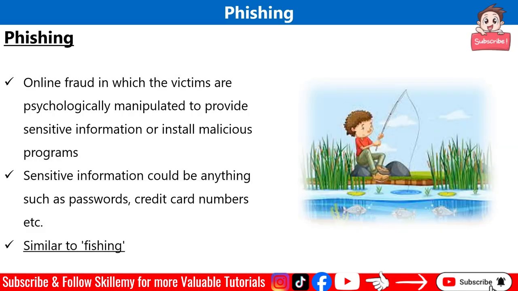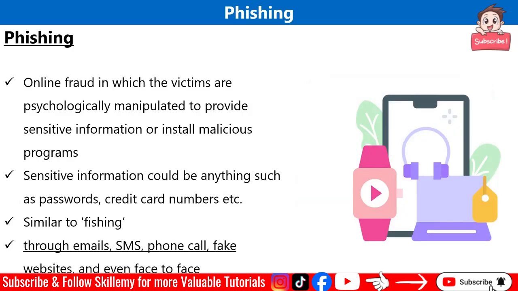It is similar to fishing. While in fishing, the fishermen use fish food as the bait to trap fishes into a fishing net or fishing rod, in the same way, in a phishing scam, the cyber attackers use fake offers as bait to trap users into their scam. The attackers can perform phishing through emails, SMS, phone calls, fake websites, and even face to face.